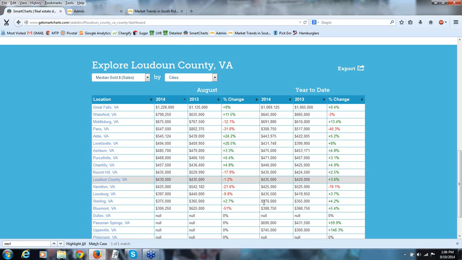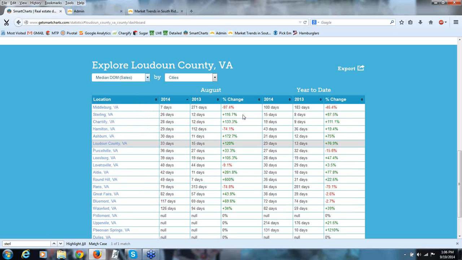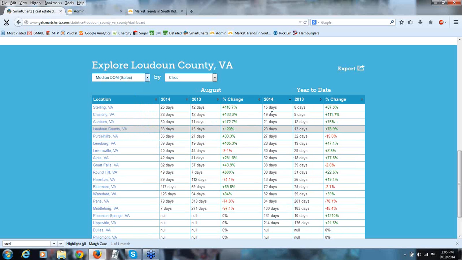Sterling's more affordable by a significant margin than the county at large, which should help those sellers and should be increasing demand in that area, depending on how great the homes might be. But if we switch this to median days on market, then we see that Sterling, Virginia has a median days on market year to date of only 15 days versus 23 days for the county at large. So why is that?